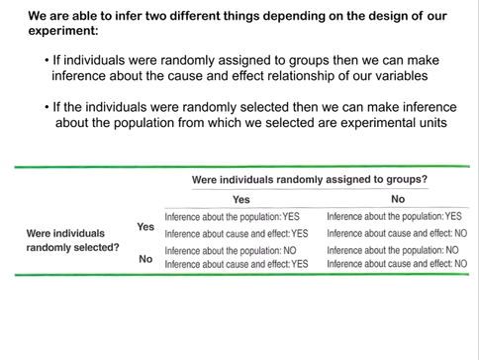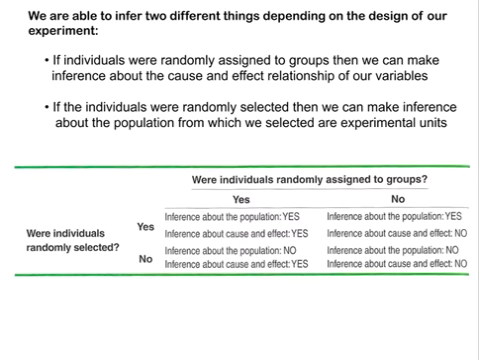So using that information that we just discussed, we can refer back and forth to this table here at the bottom. And so basically, we were able to infer 2 different things depending on the design of our experiment. If the individuals were randomly assigned to groups, then we can make an inference about cause and effect. So this is random assignment of the treatments. And if the individuals were randomly selected to participate, then we can make an inference about the population from which we selected the experimental units.